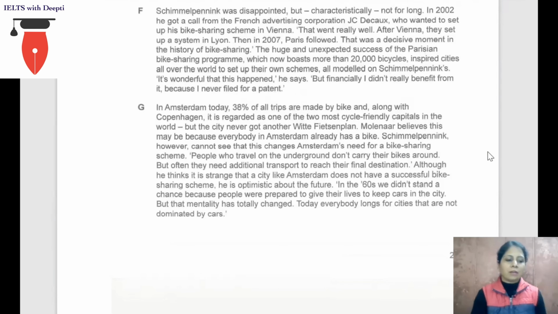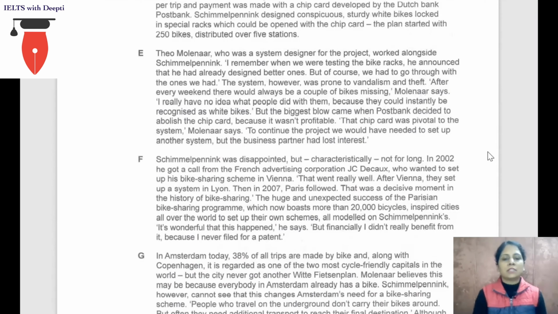Now, when we look at paragraph E, here we can see a few words that talk about misusing bikes. Now, we see here that there are a couple of bikes missing, so they're talking about the bikes missing. Why? Because the system was prone to vandalism. Now, if you know the word vandalism, vandalism refers to something that is done to harm an object or a place, or a lot of chaos, a lot of destruction is created. Also, it includes theft. Okay.